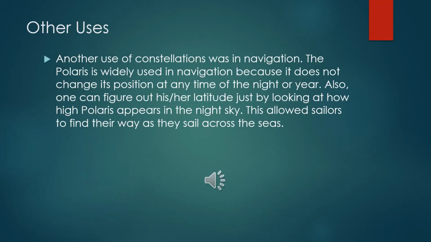Another use of constellations was in navigation. Polaris is widely used in navigation because it does not change its position at any time of the night or year. Also, one can figure out his or her latitude just by looking at how high Polaris appears in the night sky. This allowed sailors to find their way as they sail across the seas.